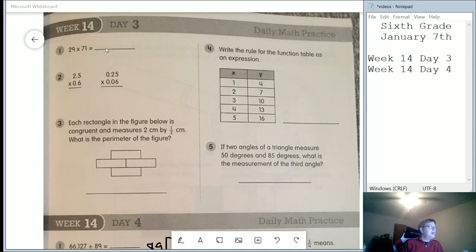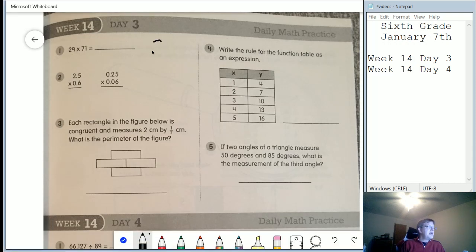Number one, we are going to be doing multiplication. Again, we should probably rewrite this vertically to make sure that we get everything correct as we go through each step. And again, the top row is going to be the answer to 21 times 1. The second row after we put our placeholder 0 is going to be the answer to 70 times 29. And then we add those together to get our final answer.